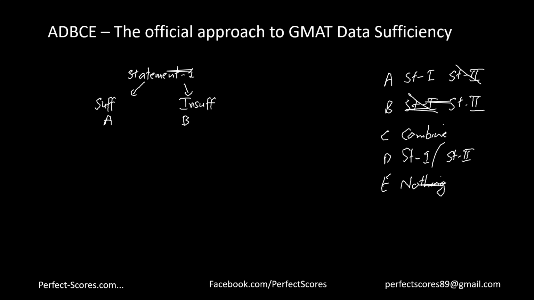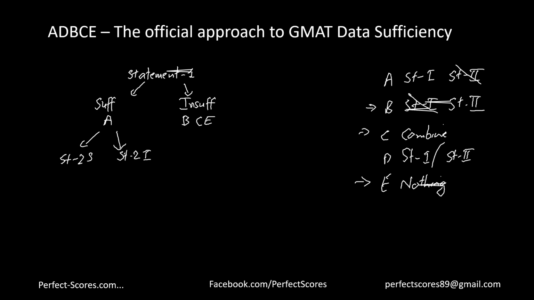Okay, so statement 1 is insufficient. That means your answer is going to be B, C, or E, right? Because that's what it is. If statement 1 is insufficient, it's either B, C, or E. Now what you do is you go to statement 2. If you go to statement 2, there are again two possibilities that can come out of it, right? Statement 2 is sufficient, or statement 2 can be insufficient.